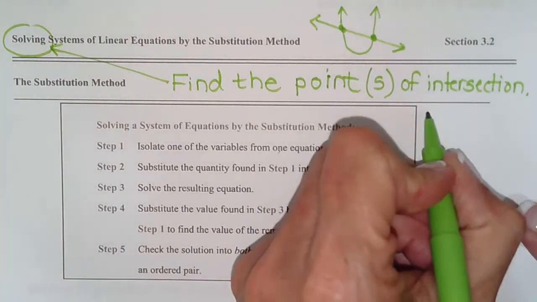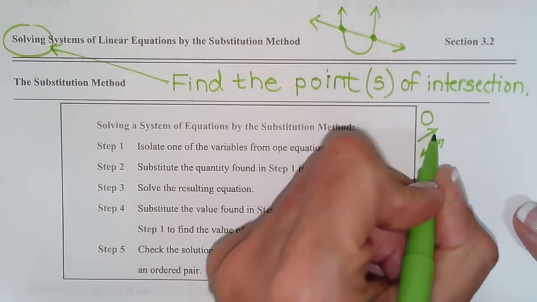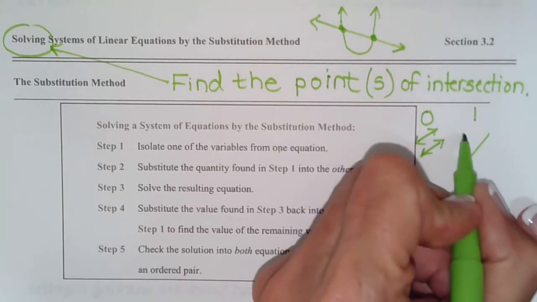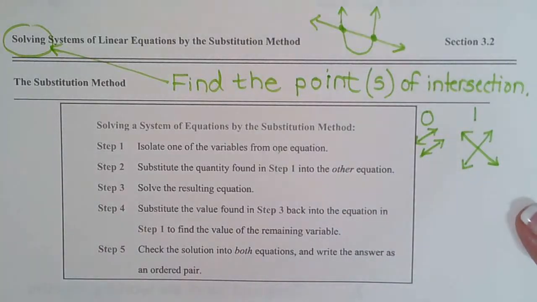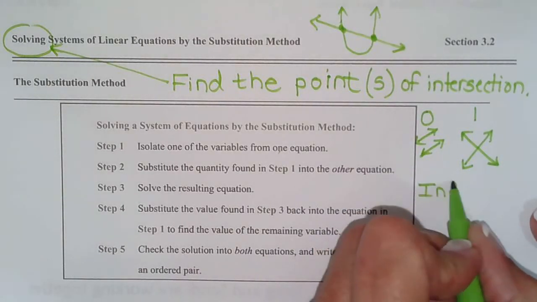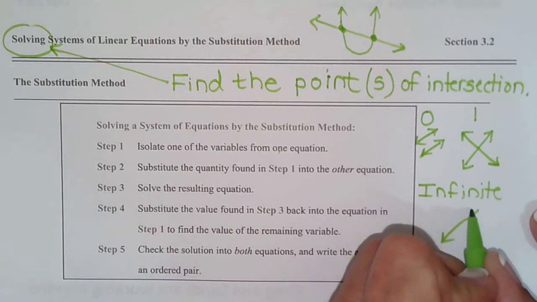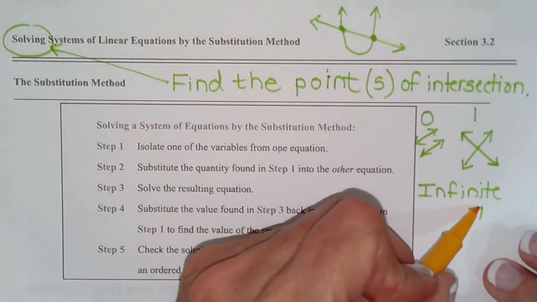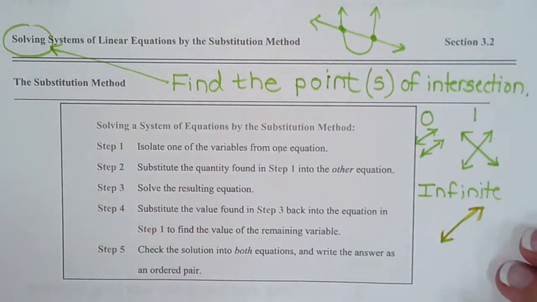And like I said, you could have zero solutions if the lines are parallel. You could have one solution if the lines just cross. Or you could have infinite solutions, which means one line lies right on top of the other line. So there's one line, and then you go to draw the second line, and it's right on top of it. So that would be a case of infinite solutions. So those are the different solutions we'll have.